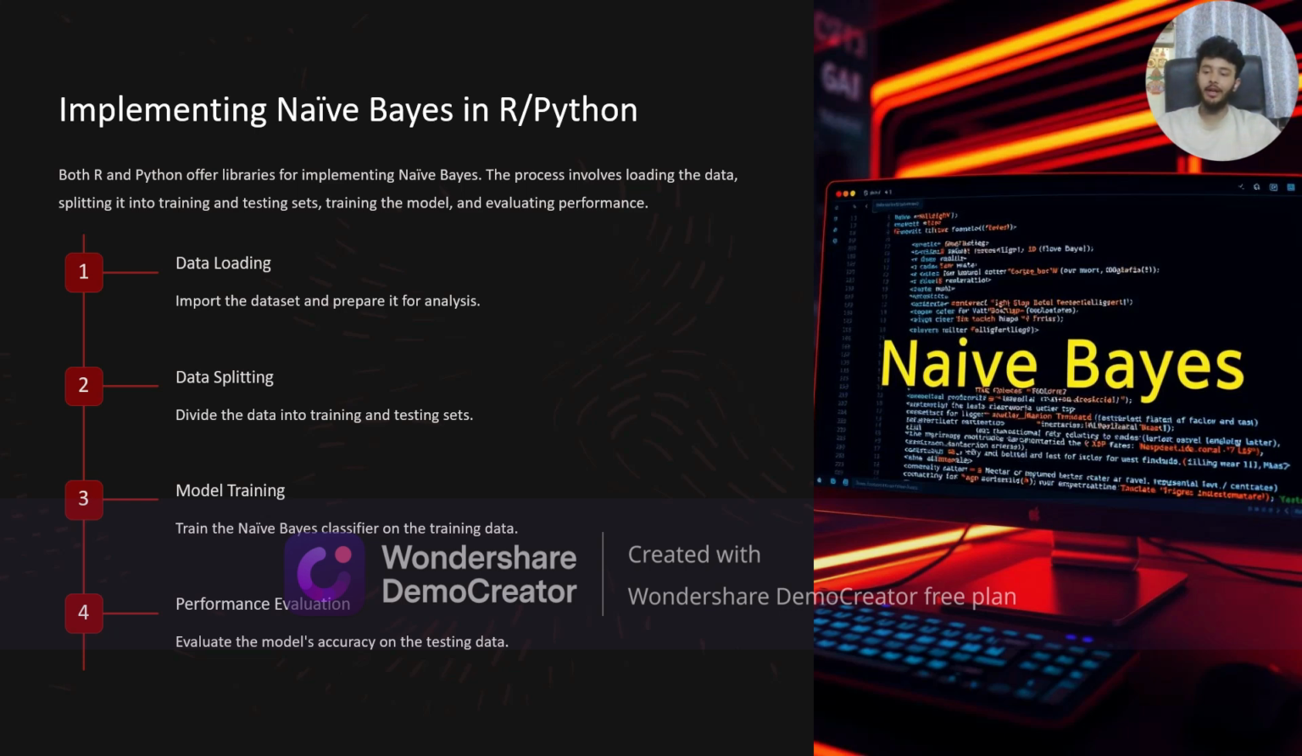The first is data loading. It imports the dataset and prepares it for analysis. The second is data splitting. Divide the data into training and testing sets. Third is model training. Train the naive-Bayes classifier on the training data. Fourth is performance evaluation. Evaluate the model accuracy on the testing data.